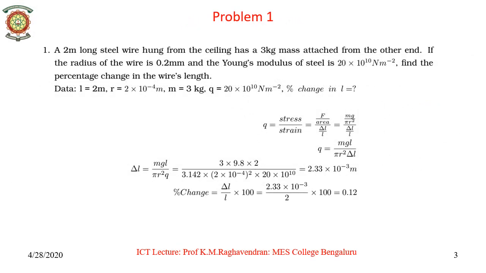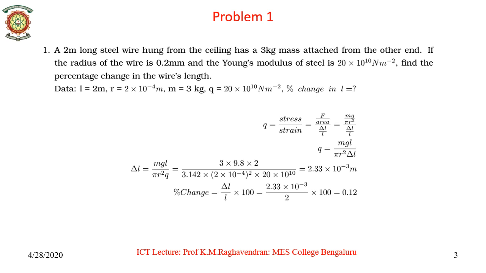We will once again be following the URAS method of solving a problem. So here's the first problem on elasticity. The problem is straightforward. It states that a 2-meter long steel wire hung from the ceiling has a 3 kg mass attached from the other end. If the radius of the wire is 0.2 millimeter and Young's modulus of steel is 20 into 10 power 10 Newton per meter squared, find the percentage change in the wire's length.